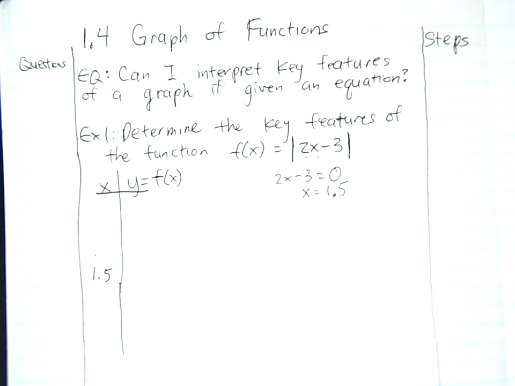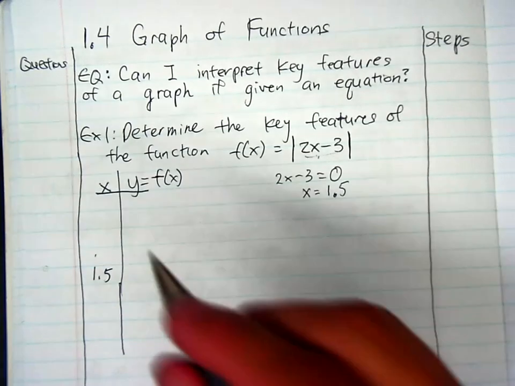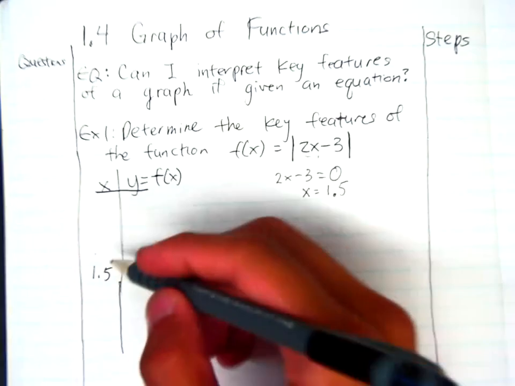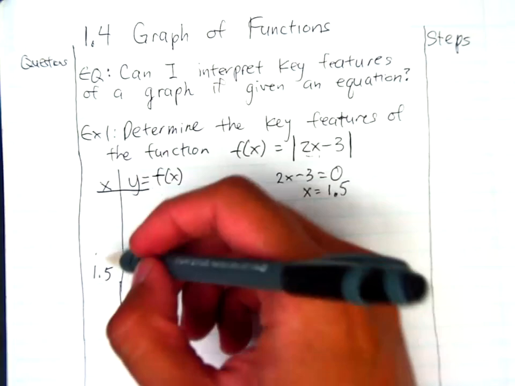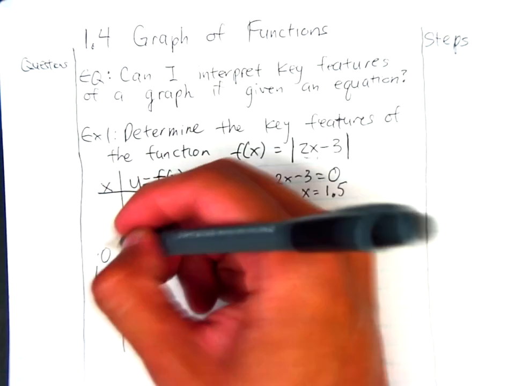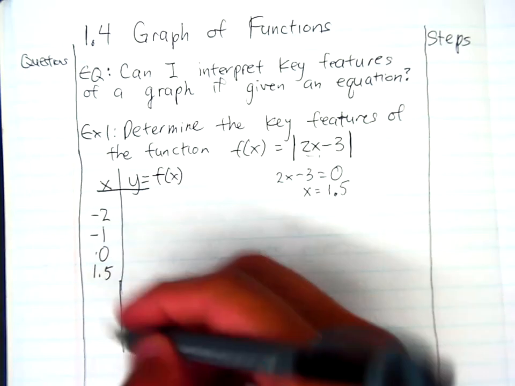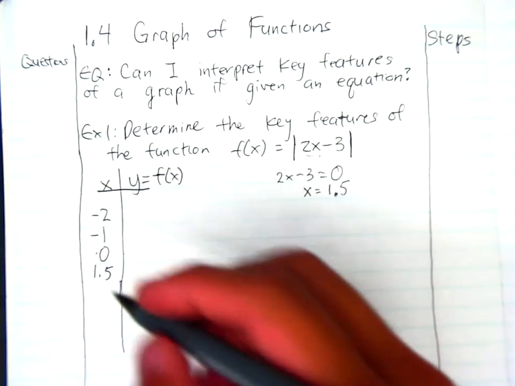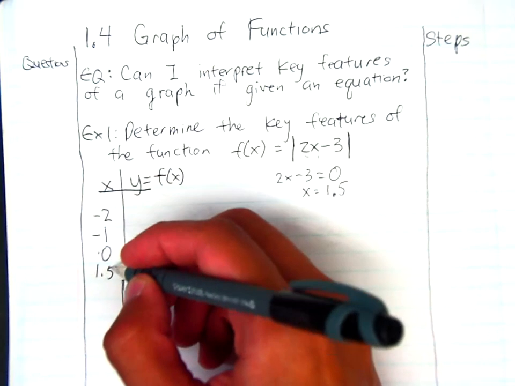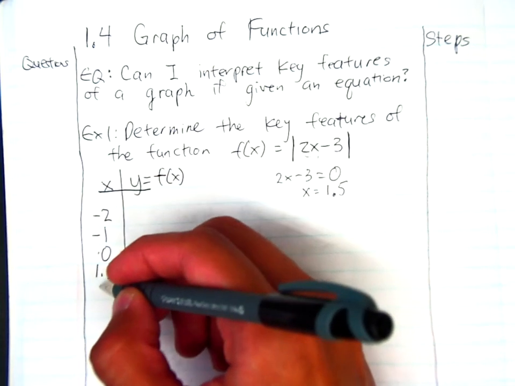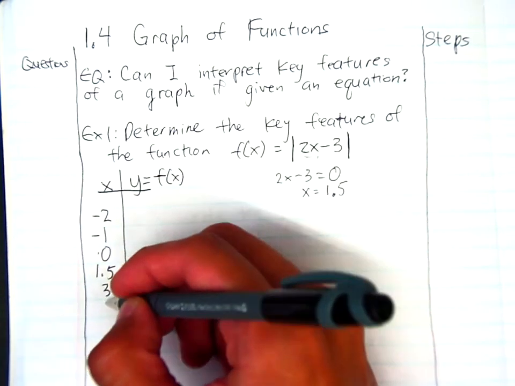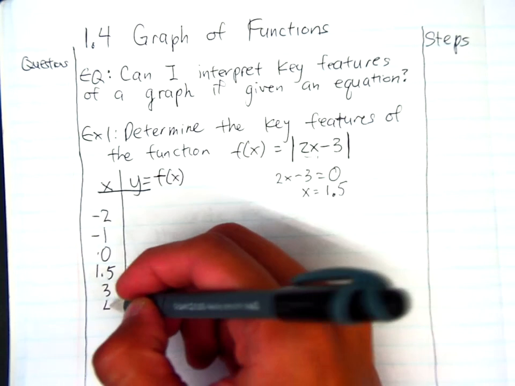So I want to pick points on either side of it. Less than 1.5, I'll probably pick 0, -1, and -2. And on the other side of it, since this was 1.5 away, I'll pick something pretty symmetrical, so I'll probably pick 3 and 4.